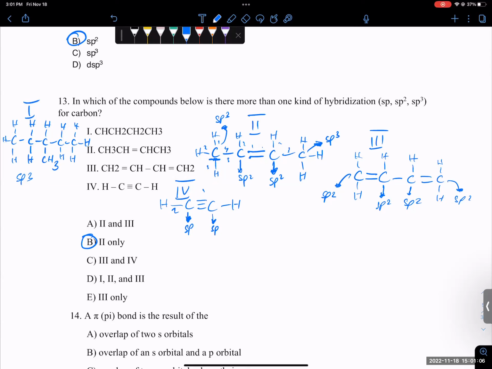Which has the double bond with carbon? How is that SP2? Because the double bond counts as one region. You look at the regions of electrons, not the double bond. So this double bond is like one electron region. This triple bond is also one thing, because all the electrons are concentrated in one area.